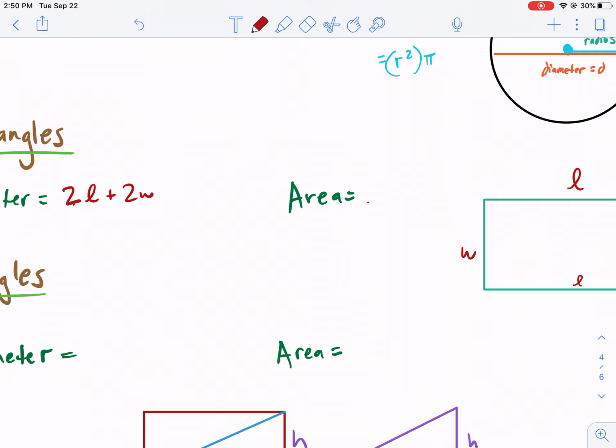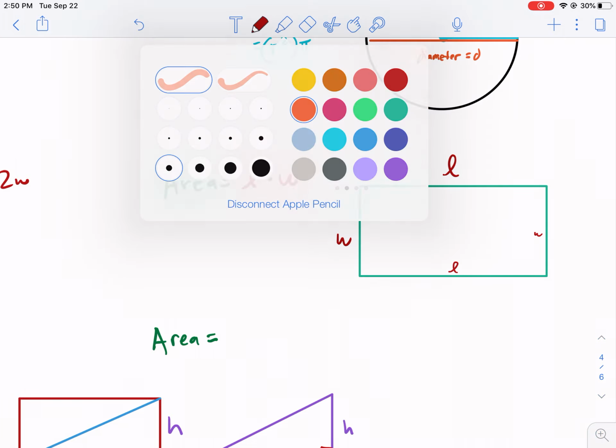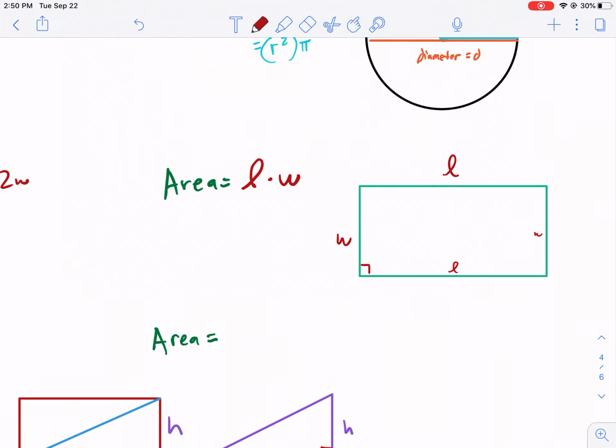That's the perimeter. And the area is even easier. We just multiply the length times the width. That's our formula for area. We multiply this dimension by this dimension. It's very critical that this is 90 degrees, which by the definition of a rectangle it is. You need to have these all at 90.